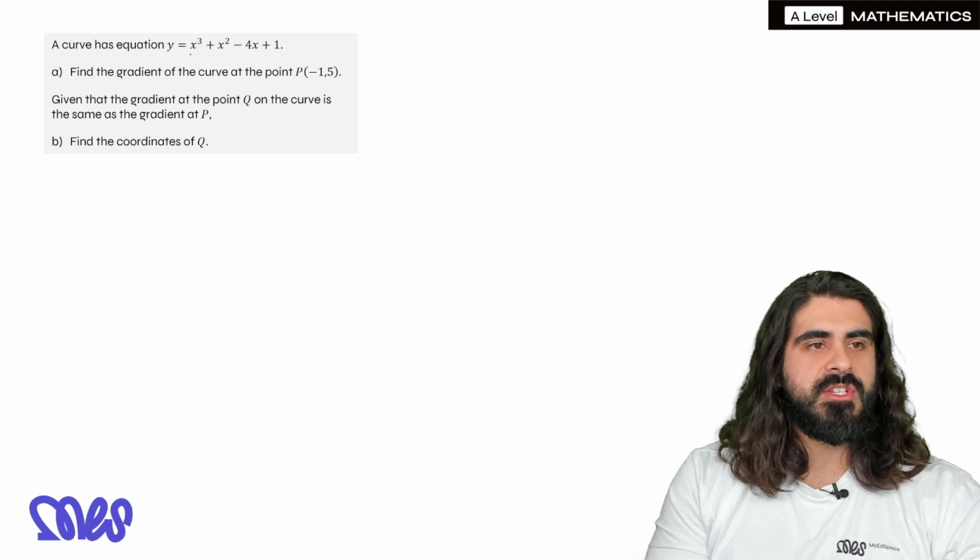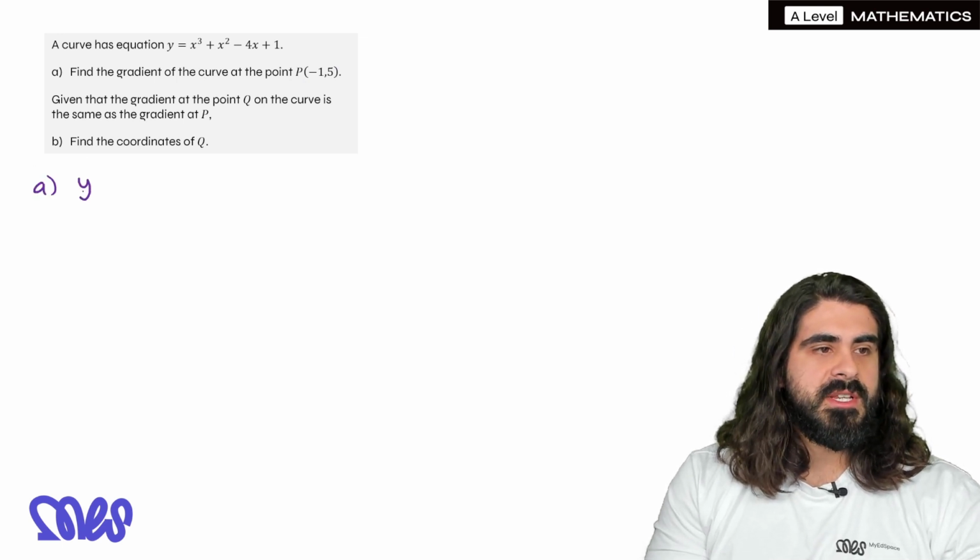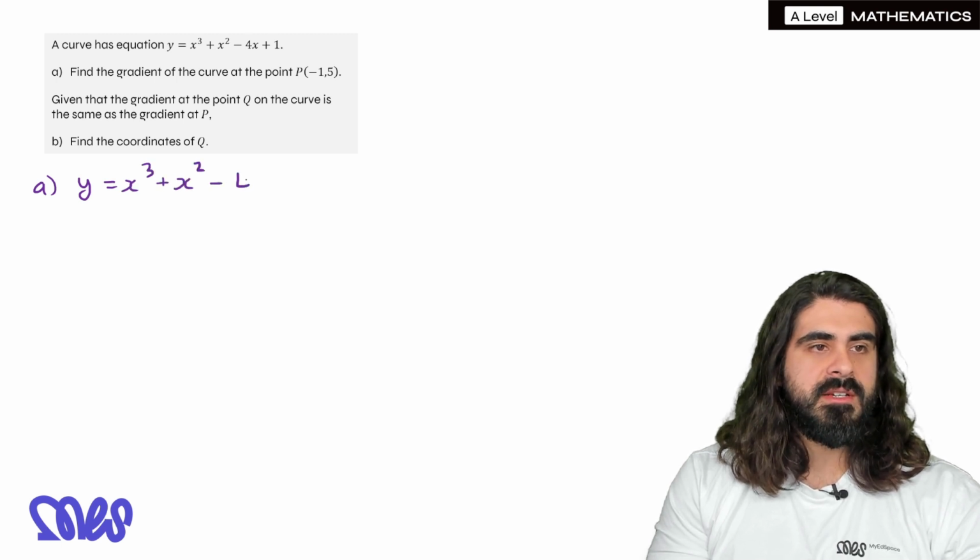So it says a curve has this cubic equation. Find the gradient of the curve at this point. So we're not using first principles here. All we need to do is we take our curve, and whenever we see the word gradient, we always think differentiation. We're not doing straight lines anymore. So when we see curve and gradient, we differentiate.